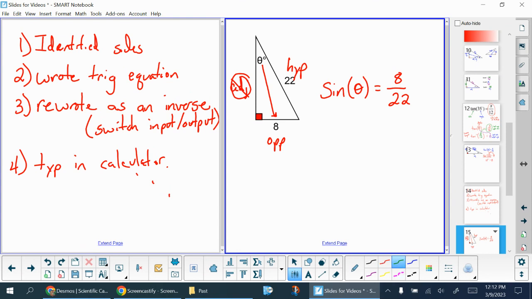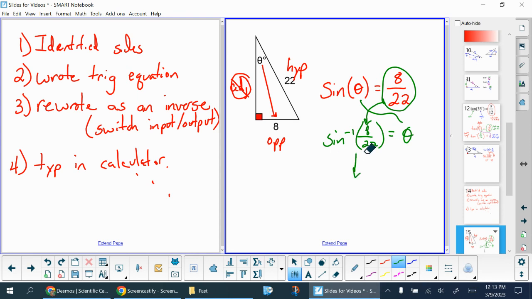Step 3 is rewrite as the inverse. So I'm going to use inverse sine. But that means I'm switching the inputs and the outputs. So this 8/22 is my output. That has now become my input. And I want to get theta as my output. So inverse sine, I type in the ratio. It tells me the angle.